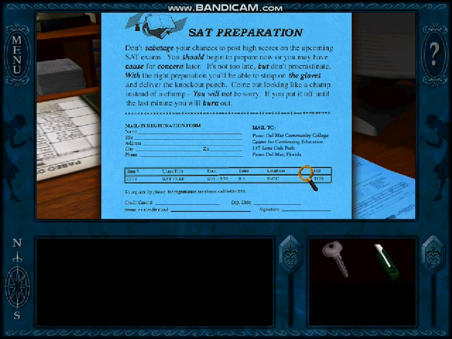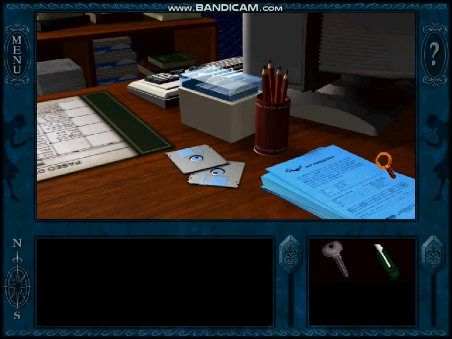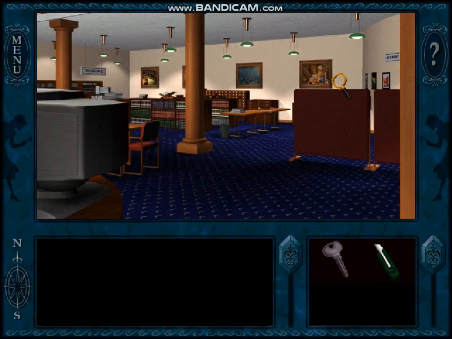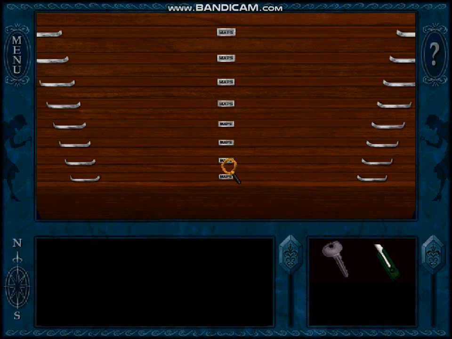With this intense music, it doesn't mean nothing is going to happen. Over here we have SAT preparation papers. And there's a word that says sabotage should cause concern, but with the gloves, you will not burn. Which technically means that we're going to need the gloves for the maintenance room. And I have played this. Yes, sirree.